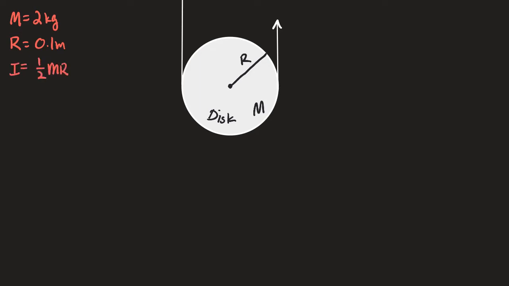They had an arrangement that looked like this, where the object here was a disk of mass m and radius r. And they actually gave values to this. They said the mass was 2 kilograms and the radius was 0.1 meter. And they did say it was a disk, which means you should be able to compute the moment of inertia as 1/2 mr squared. They said that there is an applied force here.